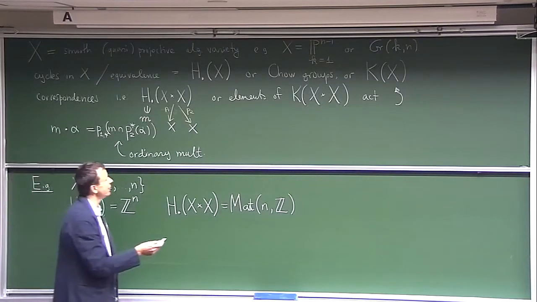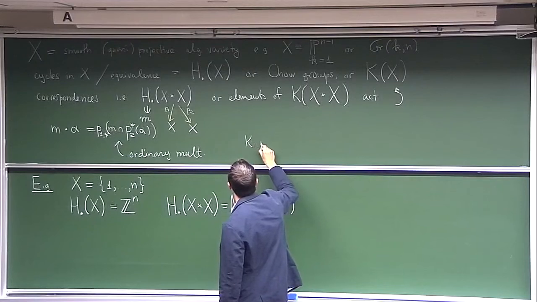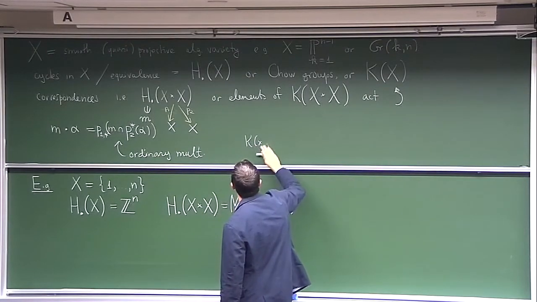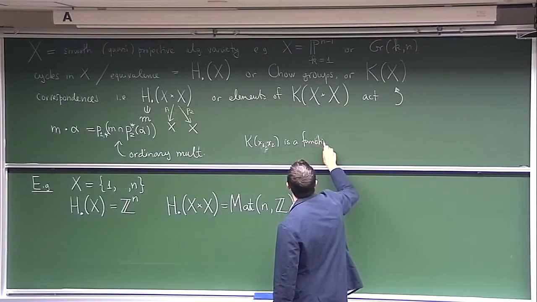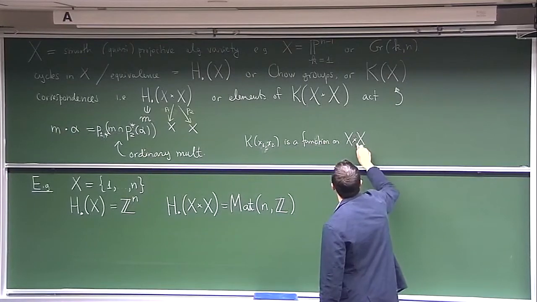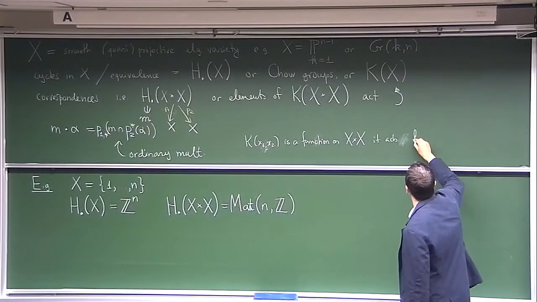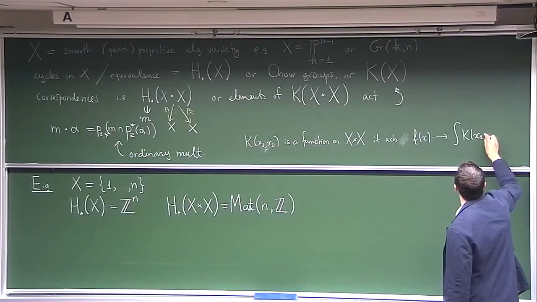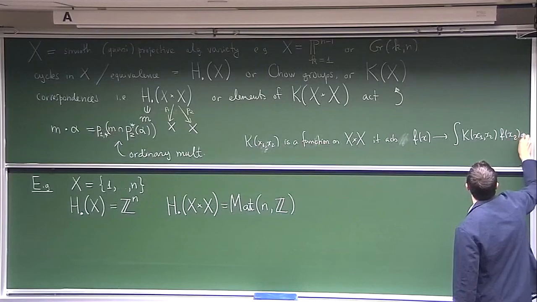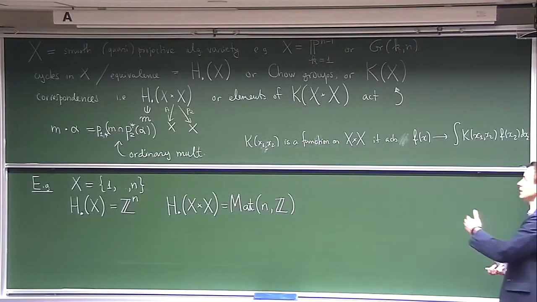Another formula with which to compare is this: if I have a kernel, k of x1, x2, a function on X cross X, it acts by an integral operator. It means I take a function f of x, and I send it to the integral of k(x, x2) f of x2 dx2. This is very important in functional analysis.